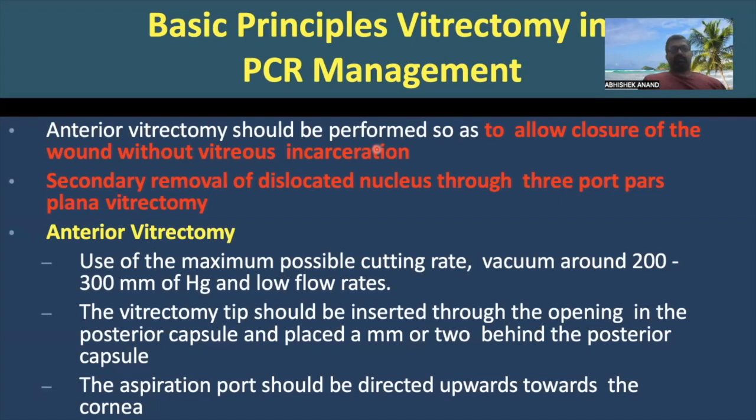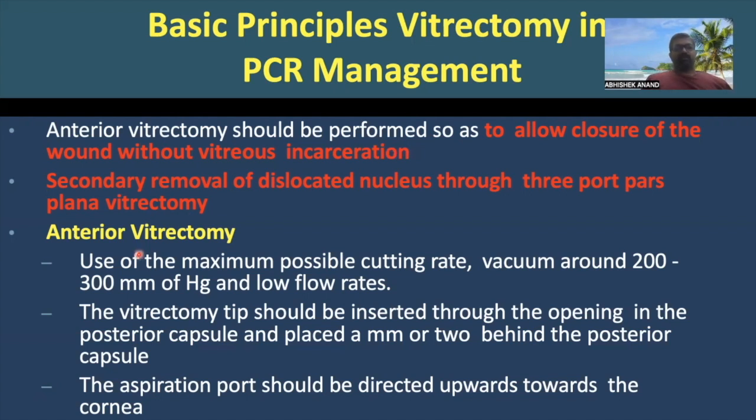Now, one of the basic principles of vitrectomy in PCR management is that anterior vitrectomy should be performed so as to allow closure of the wound without vitreous incarceration. And this is one of the most important steps because vitreous incarceration into the side ports or the main port can lead to future endophthalmitis as well as recurrent traction to the peripheral retina and subsequent development of peripheral breaks. Secondary removal of the dislocated nucleus through a three-port pars plana approach should be planned.